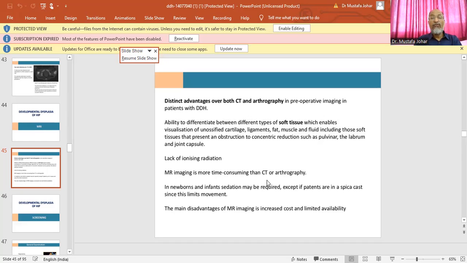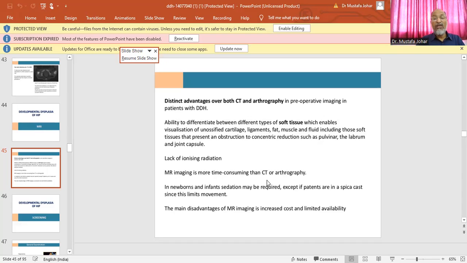And the lack of ionizing radiation is good for the child. These are the advantages of the MRI. MRI is more time-consuming than the CT or arthrography, and hence it needs the patient to be calm and quiet. In newborns and infants, sedation may be required, except if the patient is in a spica cast, since this limits the movement. That is one of the alternatives to sedating the child.